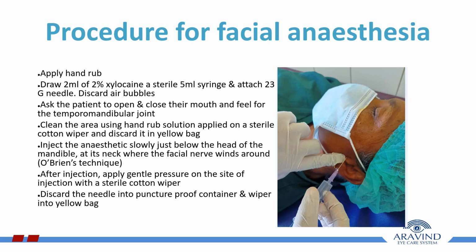Ask the patient to open and close their mouth and feel for the temporomandibular joint. Clean the area using hand rub solution applied on a sterile cotton wiper and discard it in the yellow bag. Inject anesthetic solution slowly just below the head of the mandible at its neck where the facial nerve winds around. It's called O'Brien's technique. After injection, apply gentle pressure on the site of the injection with a sterile cotton wiper. Discard the needle into the puncture-proof container and the wiper into the yellow bag.